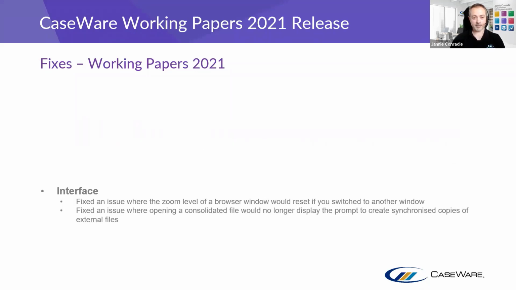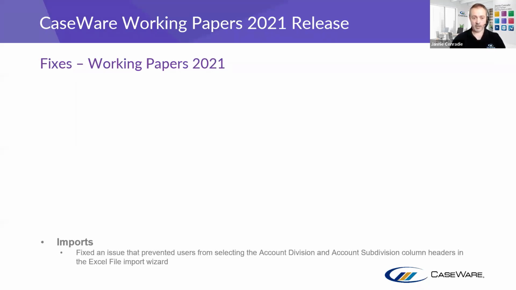On the actual interface, they fixed an issue where the zoom level of a browser window would reset if you switch to another window. They also fixed an issue where opening up a consolidation would no longer display the prompt to create synchronized copies of external files. Under imports, they fixed an issue that prevented users from selecting the accounts division and accounts subdivision column headers during an Excel import in the wizard.